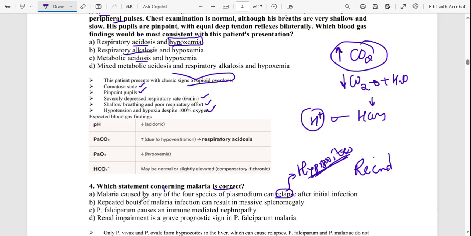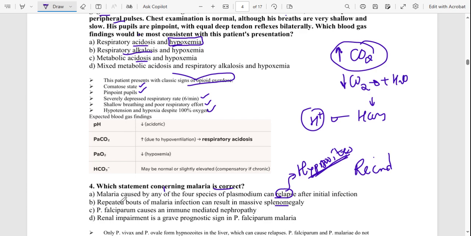B is saying repeated bouts of malaria infection can result in massive splenomegaly. Now, the statement can be true, but what causes the massive splenomegaly in malaria is the chronic disease. Not really repeated bouts, but if the infection has been there for long.